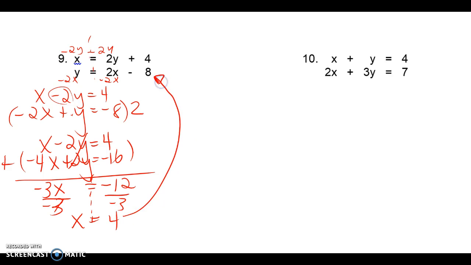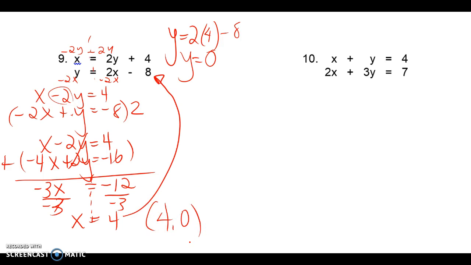I can come back to either of these. I'll go here to find y. So y will be 2 times 4 minus 8. So notice y will be 8 minus 8, or 0. So for number 9, our answer is 4, 0.